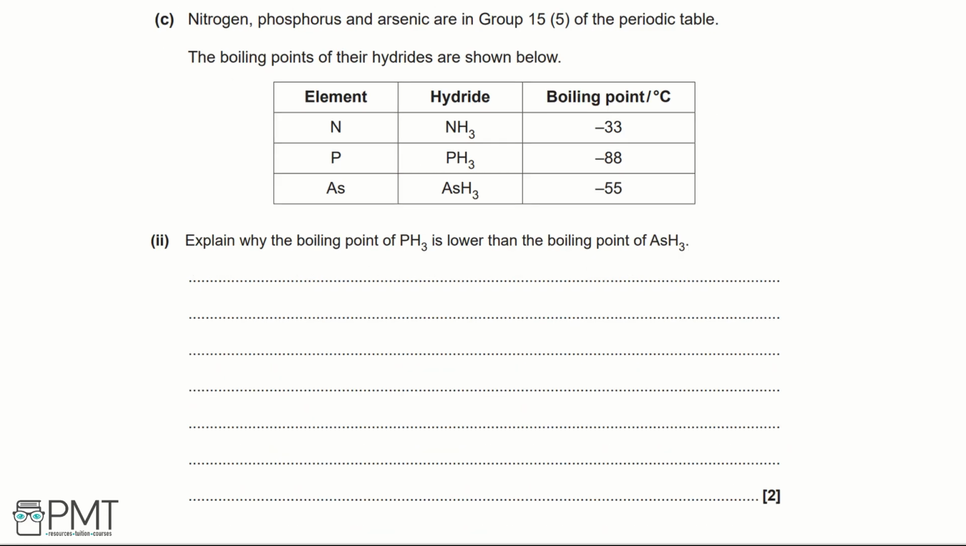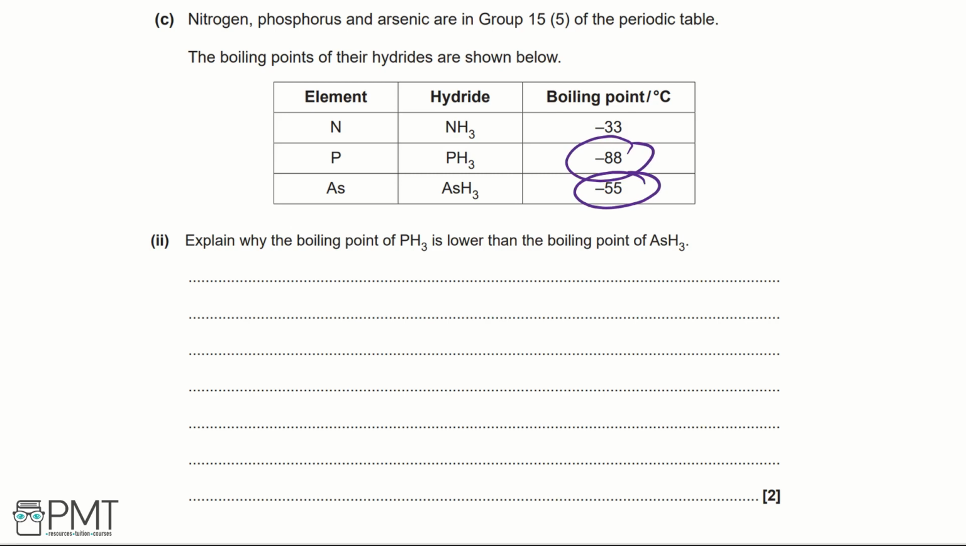Part 2. Explain why the boiling point of PH3 is lower than the boiling point of AsH3. I've copied the table from part 1, or C, so we can just confirm that PH3 has a lower boiling point than AsH3. So minus 55 and minus 88.